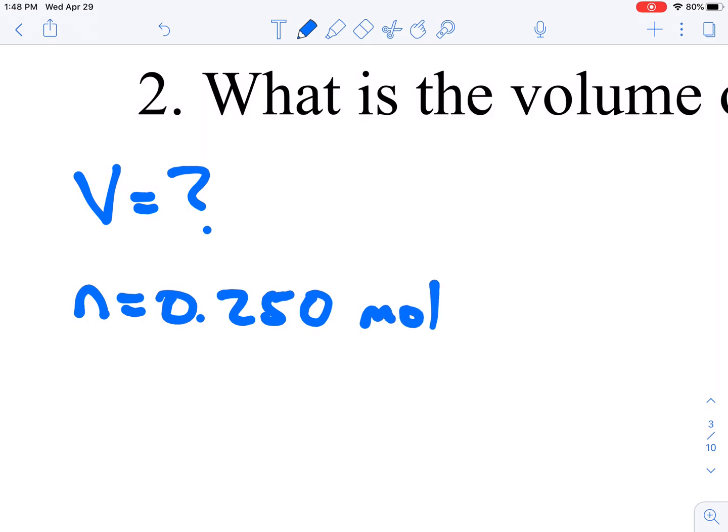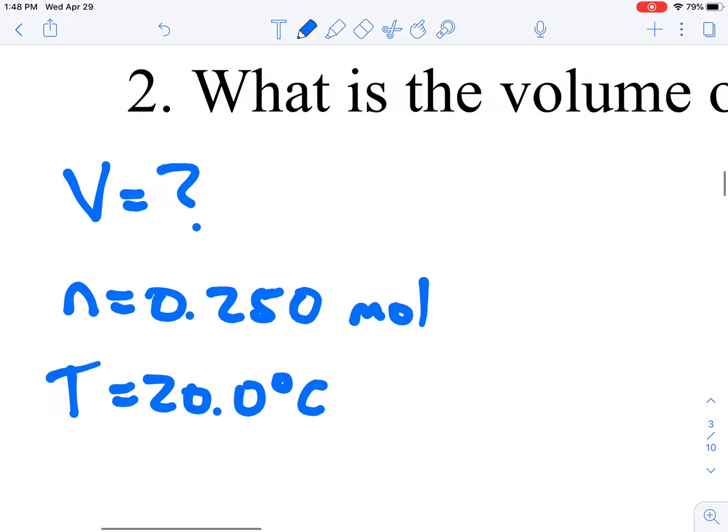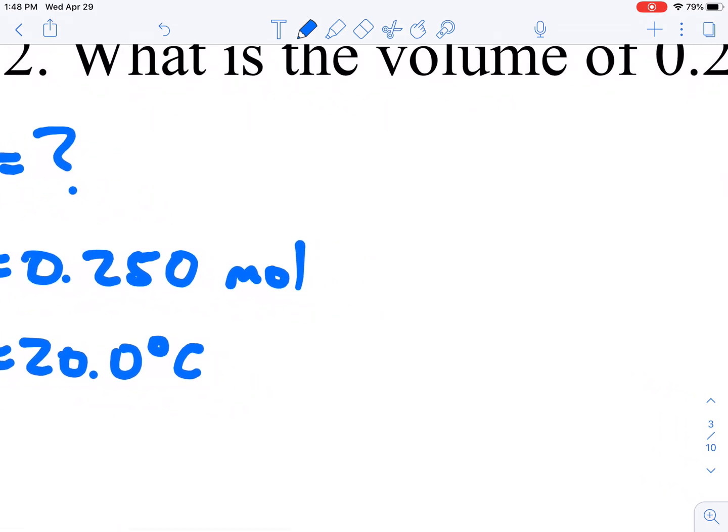And we are told it is at 20.0 degrees Celsius. So T is 20.0 degrees Celsius. But remember, temperature must always be in Kelvin for gas laws. So let's take care of that right now. To get to Kelvin, we have to add 273.15. So let's add in 273.15.